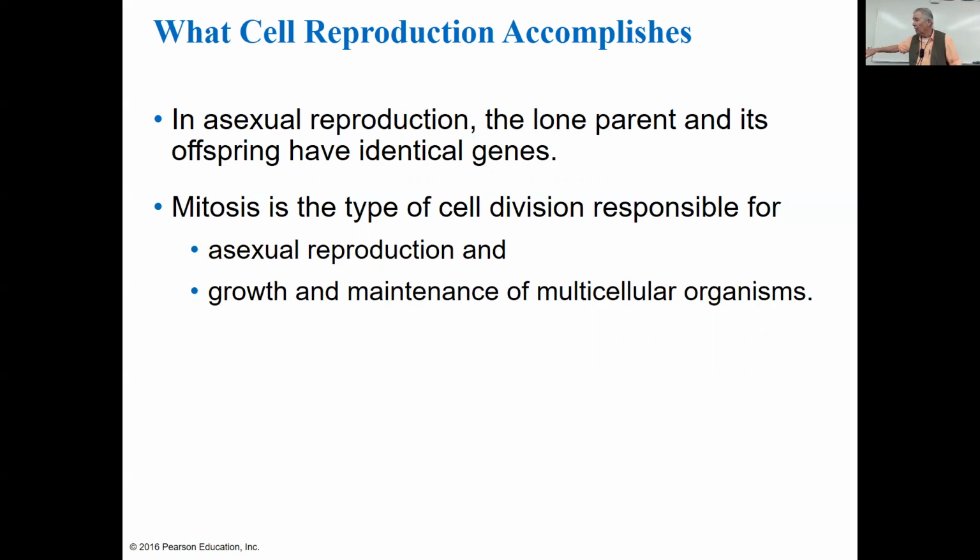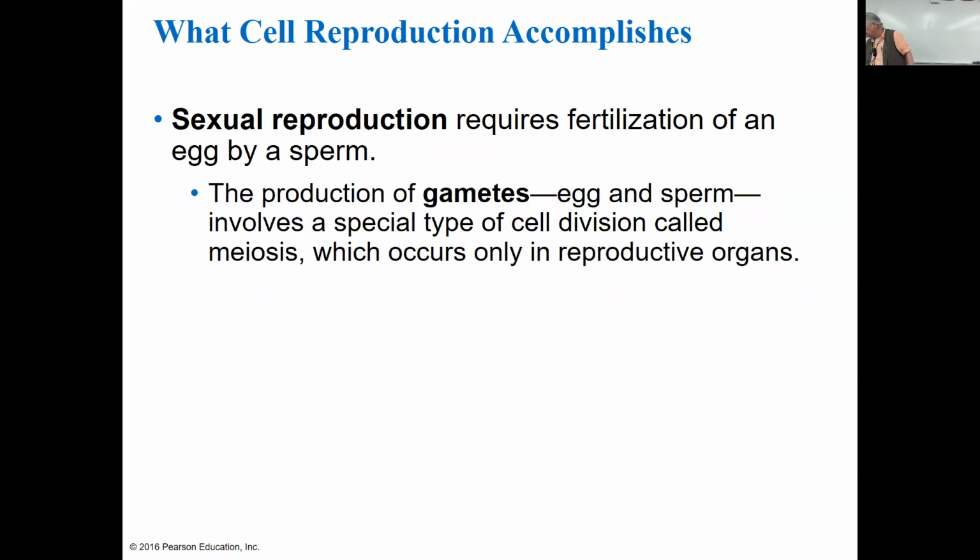Mitosis, the type of cell division responsible for asexual reproduction and growth and maintenance of multicellular organisms. Sexual reproduction requires fertilization of an egg by a sperm, and these are called gametes. They involve a special type of cell division called meiosis, which only occurs in reproductive organs. So in your ovaries, if you're female, your testes, if you're male, this is the only place where this sexual cell division is taking place.